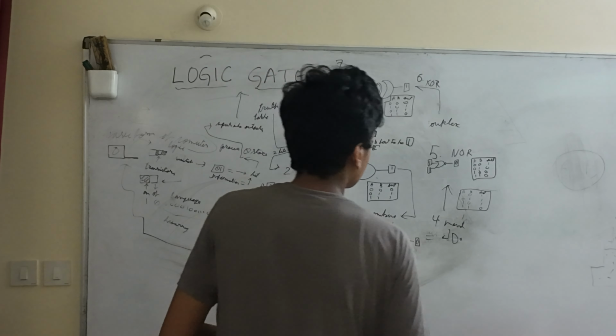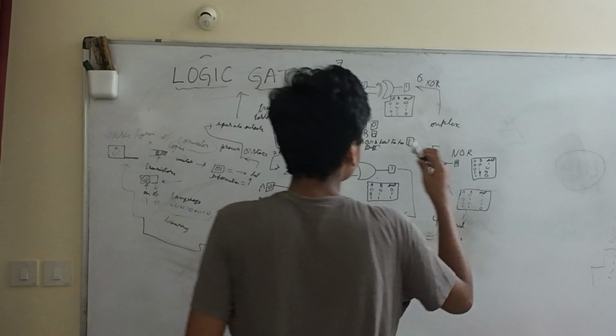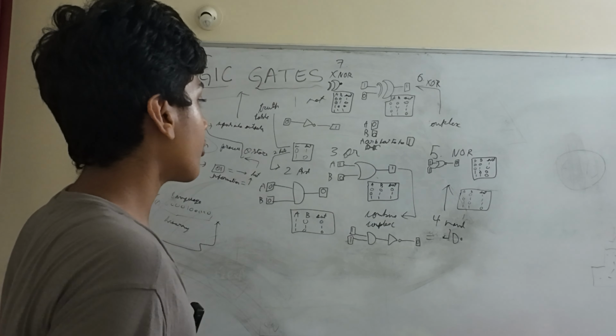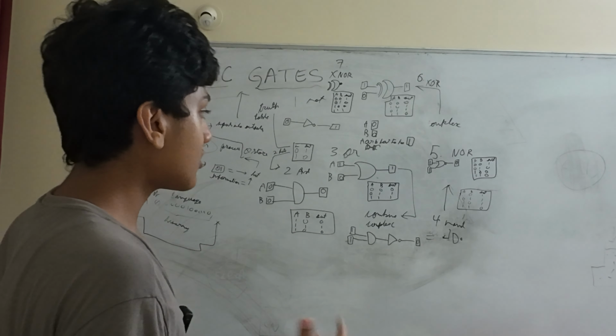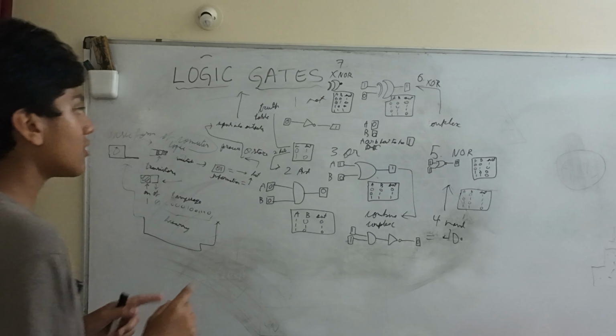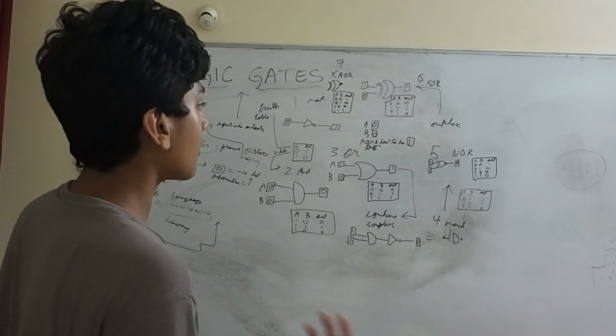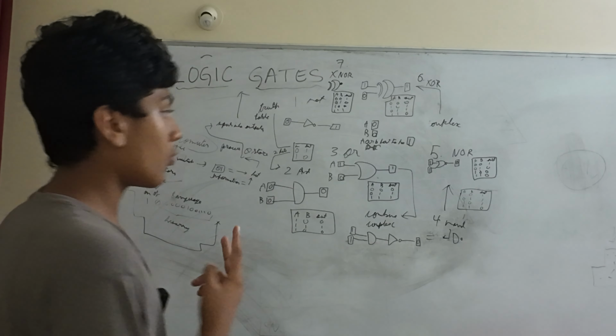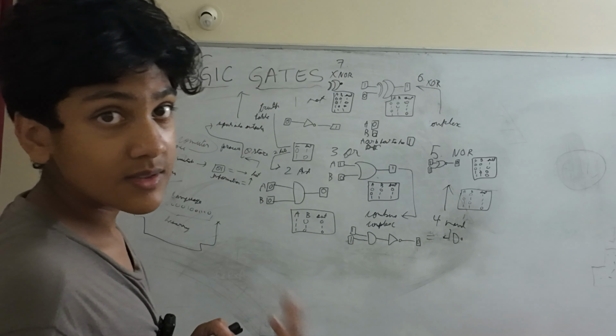And as we see on its truth table, if it was 0, 0, it would output 1. If it was 0, 1, it would output 1. If it was 1, 0, it would output 1. If it was 1, 1, it would output 0.